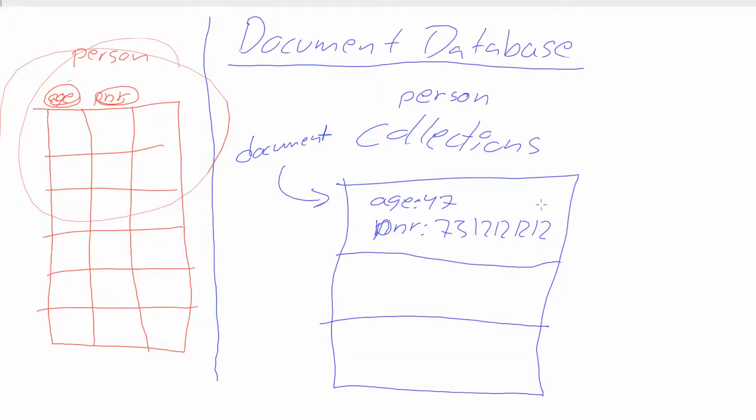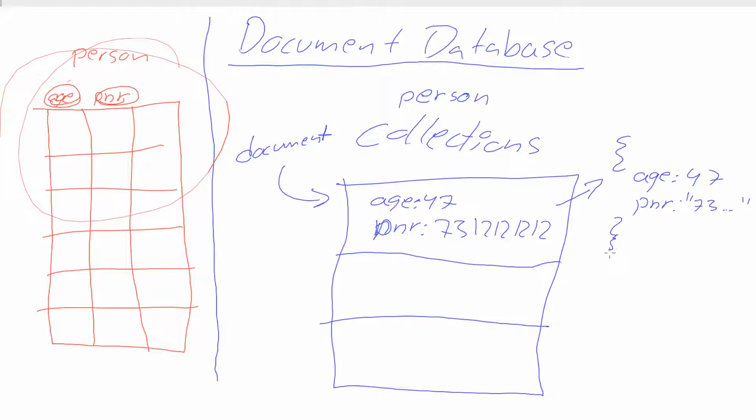It's good to think of, and actually it's often the case, that a document is stored as a JSON object or something JSON-like at least. So here it would be a JSON object which has a field called age, whose value is 47, and a field called PNR, whose value is this here. Let's say it's a string, and so on. And that's the JSON document. It could be stored like this.